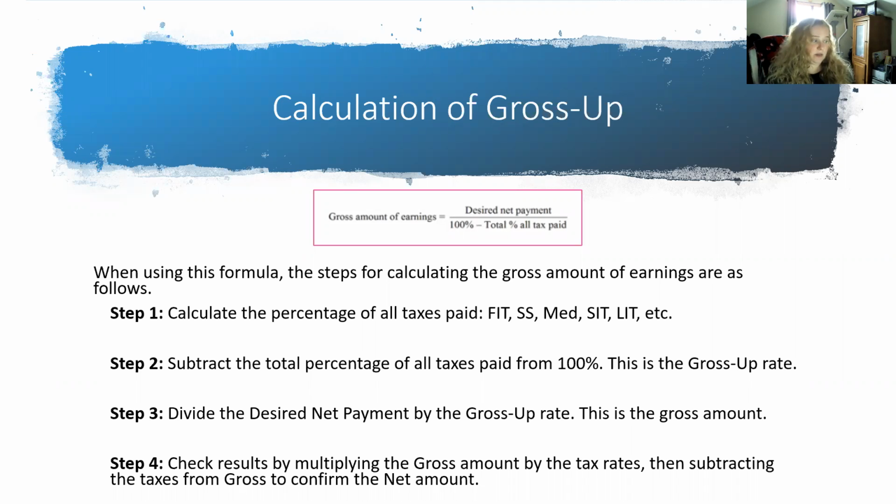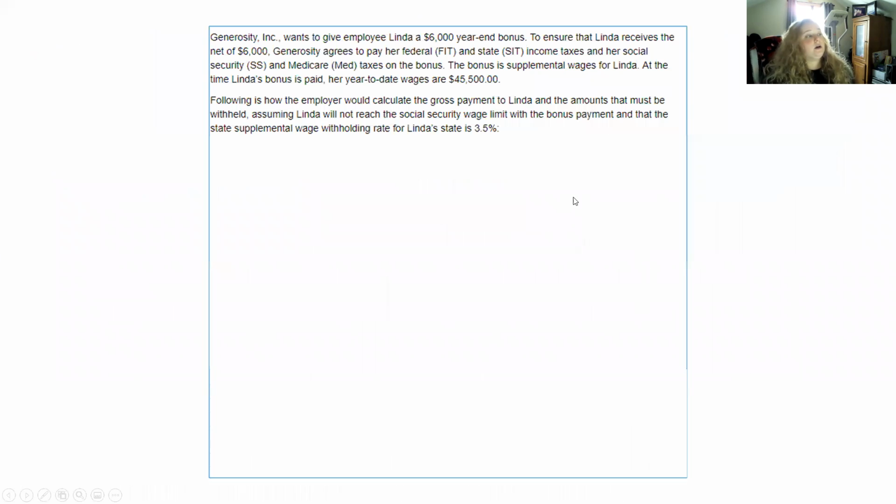So step one is to calculate the percentage of all taxes paid. This could include everything from federal withholding, Social Security, Medicare, state withholding, local withholding, or just be certain ones of those. Then you're going to subtract that percentage from 100%. And that's what we're going to end up dividing the desired net pay by to get the gross up amount. And then it's always a good idea to check your work. So let's look at a specific example.